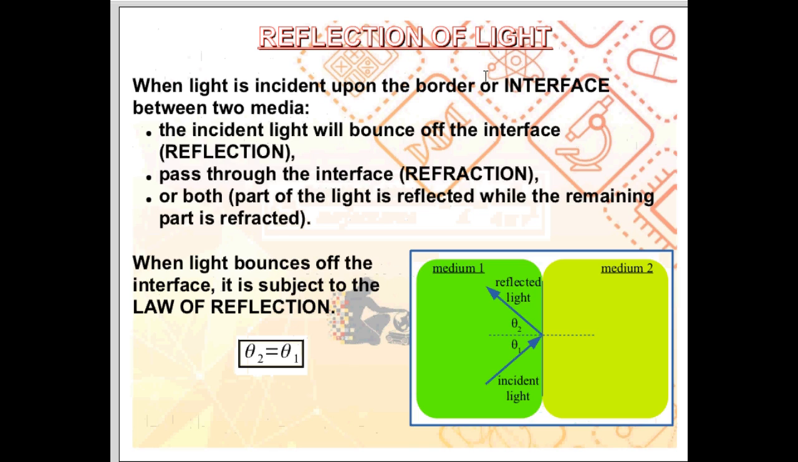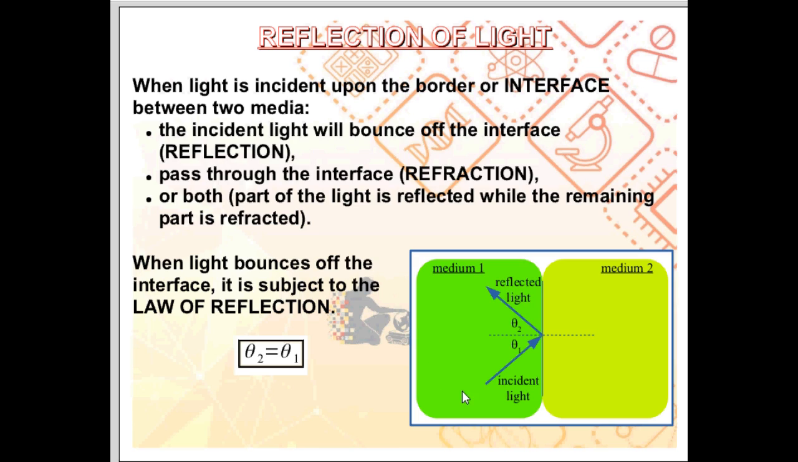Next up, we take a look at the reflection of light. When you have two media, medium 1 and medium 2, there's a border between the two media. We refer to that as the interface between the two media. When light is incident upon that border, that interface, two things may happen. The light will either bounce off, which we refer to as the reflection of light, or the light will pass through. We refer to this as the refraction of light. Or both will happen at the same time. Part of the light bounces off and the remaining part will pass through.